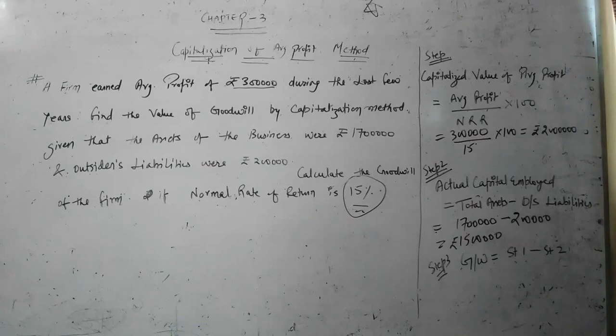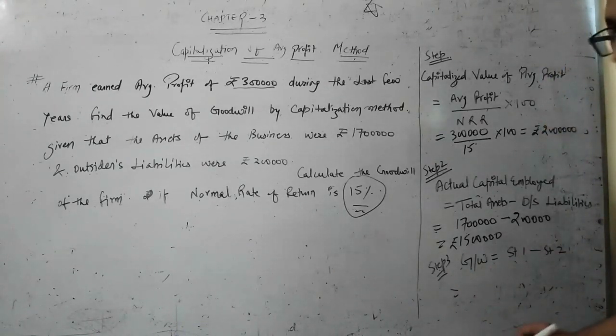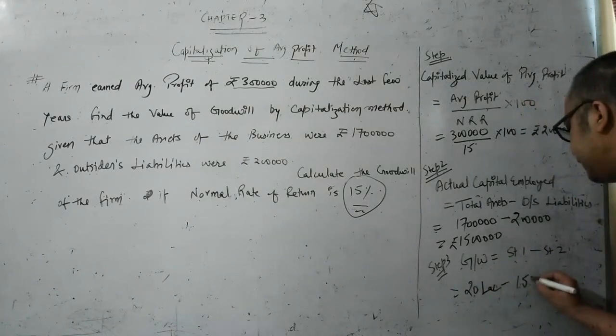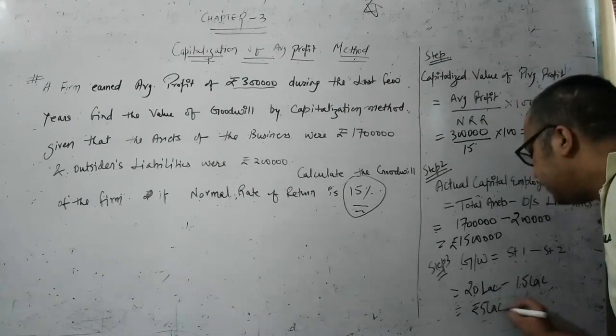And finally, the last step for computing goodwill is step 1 minus step 2. It means 20 lakh minus 15 lakh, and we will get 5 lakh as goodwill.